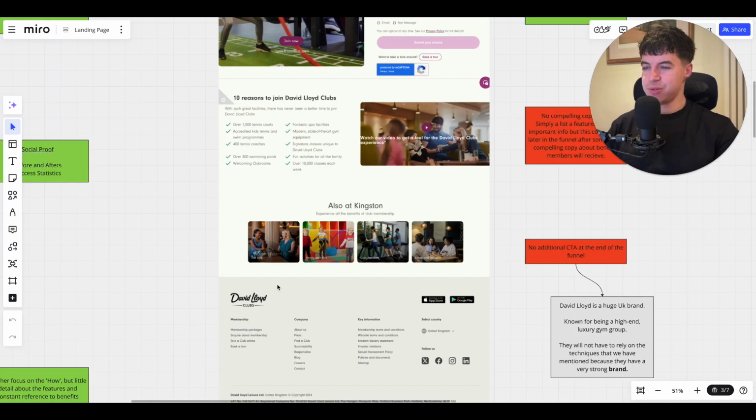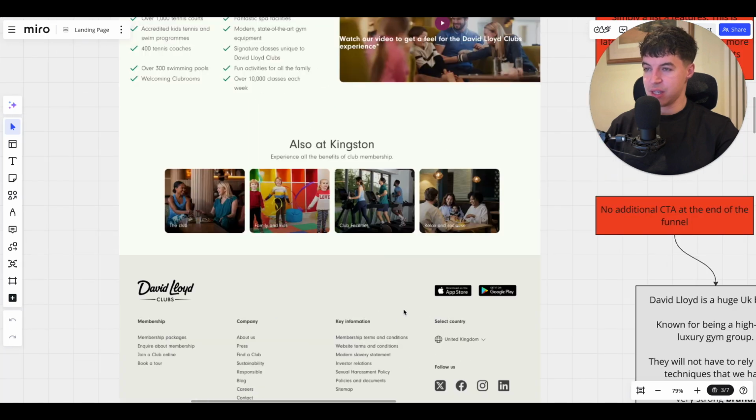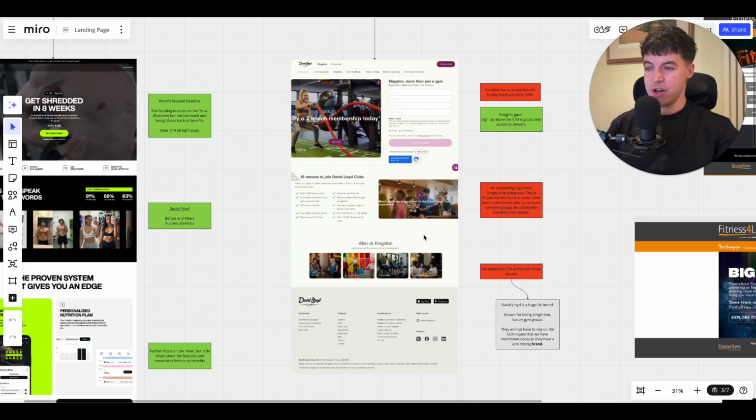And then at the bottom, there's no call to action. So if people want to actually turn into a lead, there's no quick, easy button that's clear for them to see at the bottom that sends them right back up to the form.